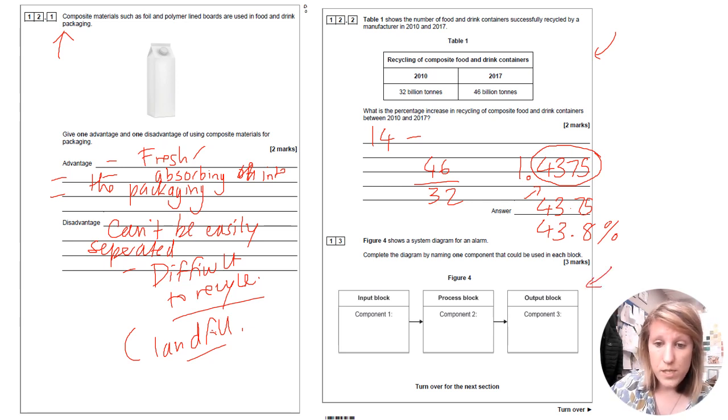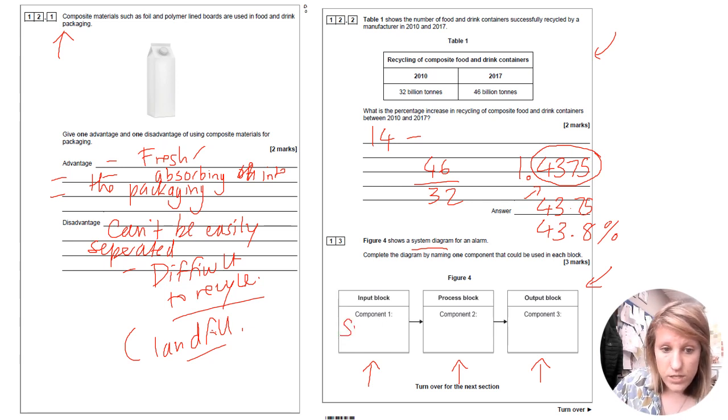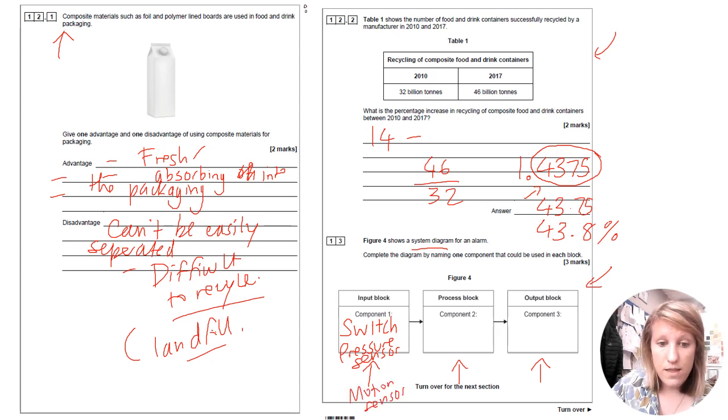Last question that I'm going to do in this part 1 of the section A questions is this one, a system diagram for an alarm. Complete the diagram by naming one component that could be used in each block. So we have an input, we have a process, we have an output. So the input is relatively easy. There's a few things that you can do here. So if you think about this in terms of an electrical circuit, the input is what triggers it. So it could be something like a switch, it could be a pressure sensor, it could be a light sensor, it could be a motion sensor. So something like that that's going to trigger what happens next in the system.